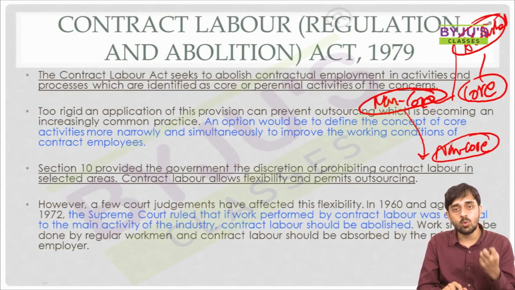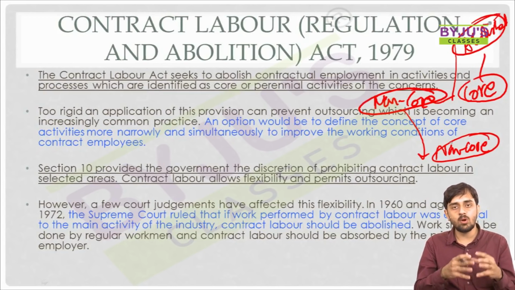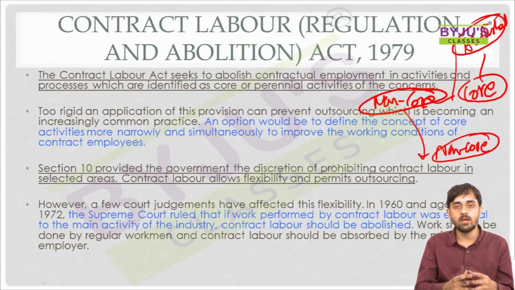The idea here is that the core activities of the company should not be performed by contract employees, so as to ensure that the permanent employees are not bypassed and their bargaining power with respect to the management is not weakened if contract employees are brought within the industrial establishment. So if the contract employees are brought within the industrial establishment within the core activities, this will lead to a weakening of the collective bargaining position of the permanent employees themselves.